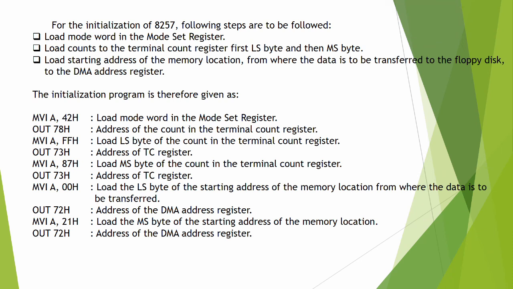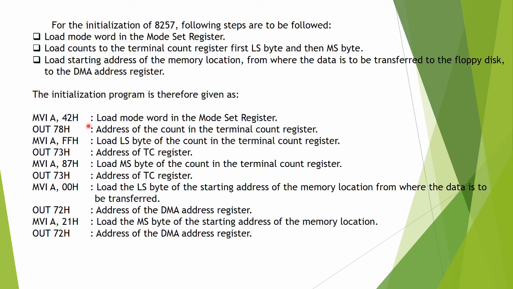Now for initialization of 8257, the following steps are to be followed. First, load the mode word into the mode set register. Load the count into the terminal count register with the lower order byte, that is the least significant byte first, and then the most significant byte. Load the starting address of the memory location from where the data is to be transferred to the floppy disk drive into the DMA address register. The initialization program is as follows.